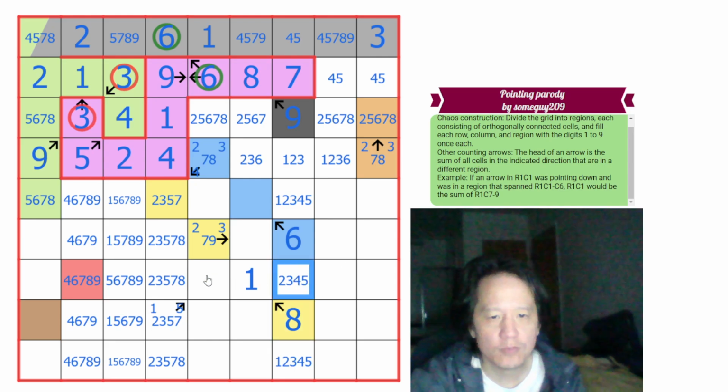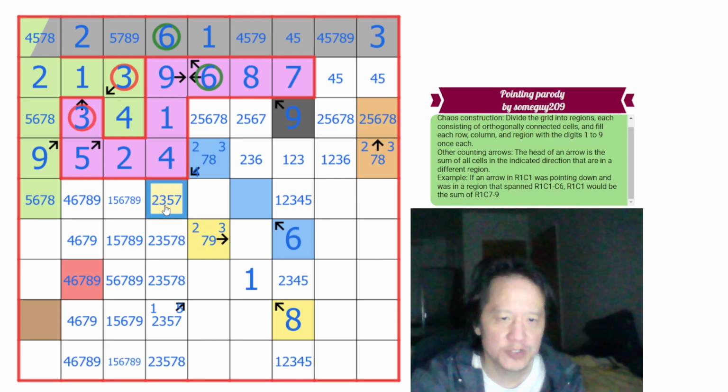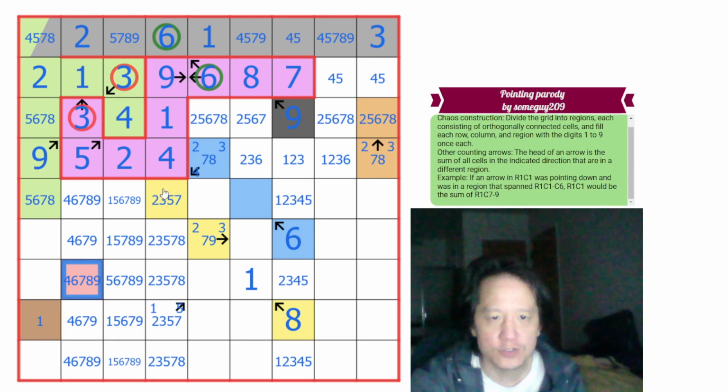This can't be 1. So 1 is one of these 3. This is part of a separate region, which means this is at least 2, 4, and 1. So can this ever be 3? If this was 3, this is 2 and 4. That would be 9. Therefore, that's not possible. Therefore, we know the 1 is over here.